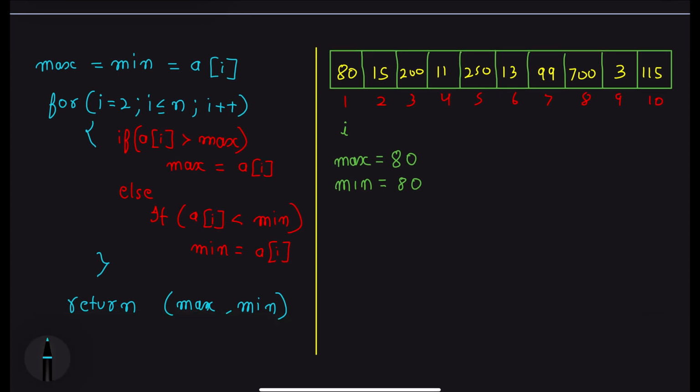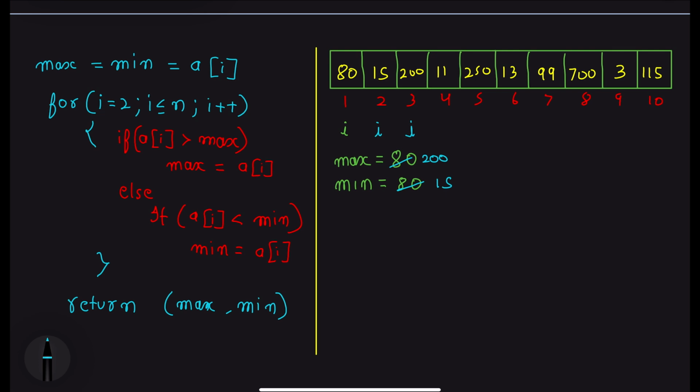Let's understand this with an example. Here we have initialized the maximum and the minimum variables max and min with the first element of the array, which is 80. Now we will go inside the loop and the value of i will become 2. We will compare maximum with a of i. So here maximum is greater than a of i, so it will not change, and we will go to the else statement. In the else statement, 15 is smaller than 80, so the new minimum element will be 15. Now i becomes 3. Here 200 is greater than the maximum element, so 200 will be the new maximum. We will not compare with the minimum element because we already found the max element.